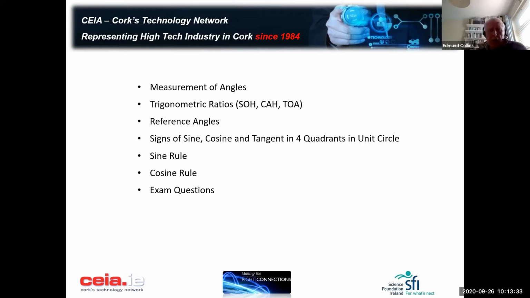Then I'm going to go on to reference angles, and then the signs of sine, cosine, and tangent in 4 quadrants in the unit circle. That's quite important. Going to look at the sine rule and the cosine rule, and these are used a lot in problem solving. And then I'll go on and do some exam questions where you'll see the application of a lot of what we would have done previously in the tutorial. So hopefully by the end of this, you'll have a better understanding of the technique.